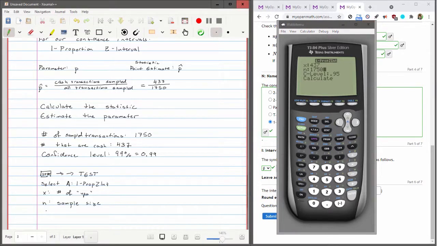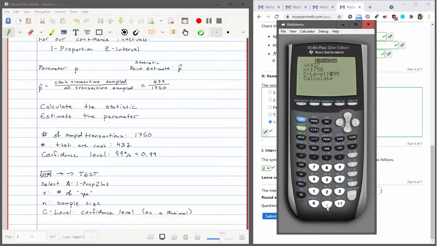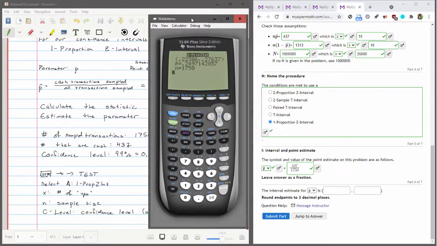And then this C level, that's the confidence level. And notice it wants that as a decimal. So we want a 99% confidence level. We'll enter 0.99, calculate. Okay, so what this actually gives us is our actual confidence interval.